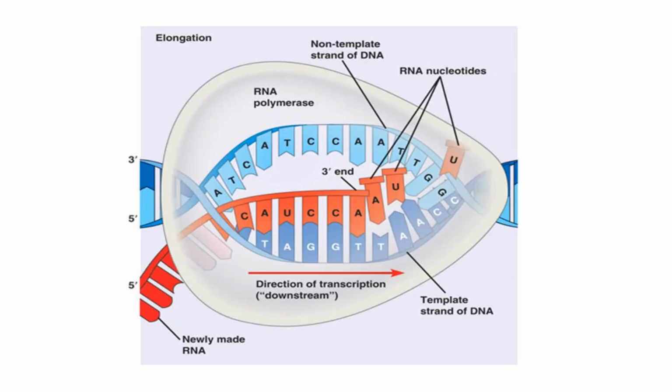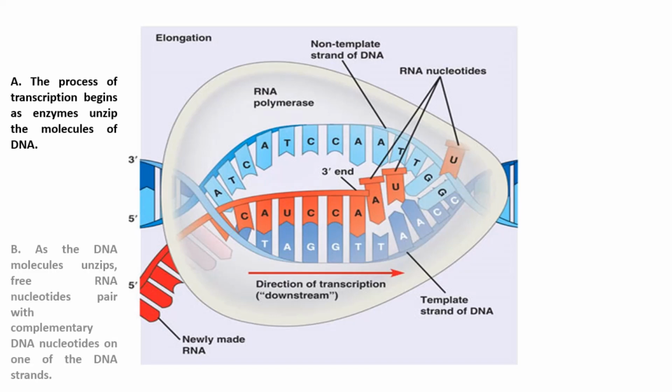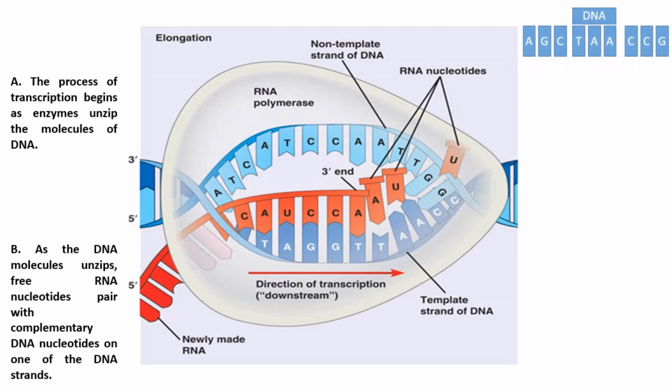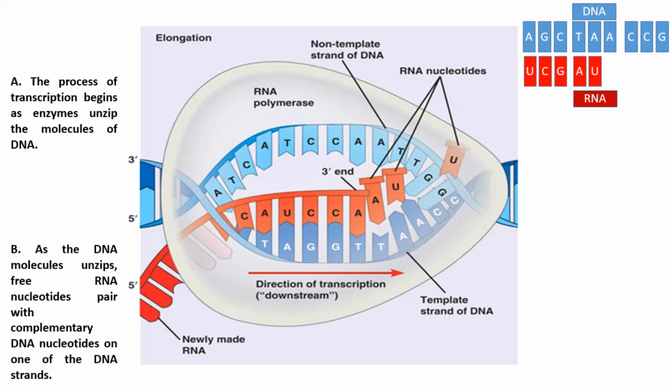Let us see this figure for you to understand the process of transcription. First, the process of transcription begins as enzymes unzip the molecule of DNA, just as they do during DNA replication. As the DNA molecule unzips, free RNA nucleotides pair with complementary DNA nucleotides on one of the DNA strands. Thus, if a sequence of codons on the DNA strand were AGC, TAA, CCG, the sequence of codons on the RNA strand would be UCG, AUU, and GGC.